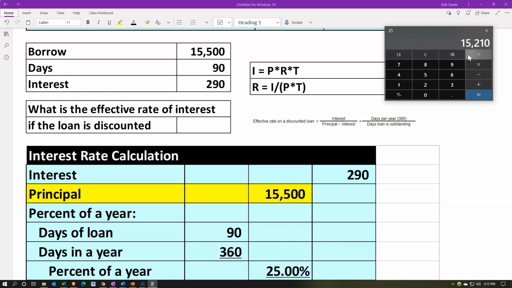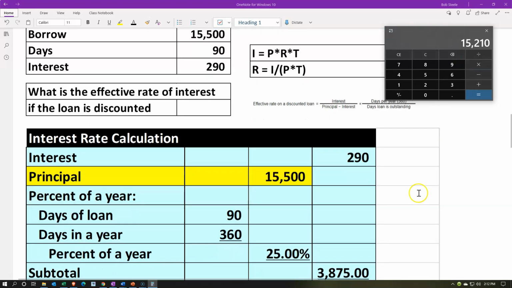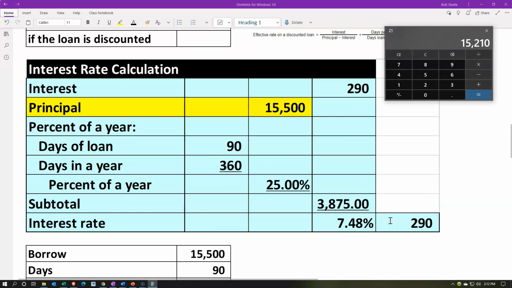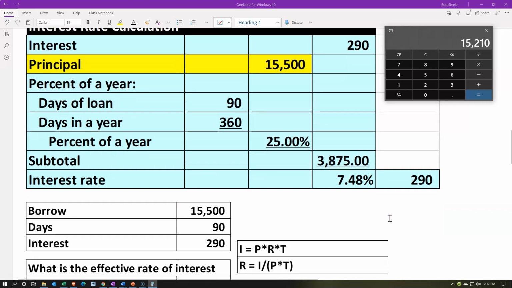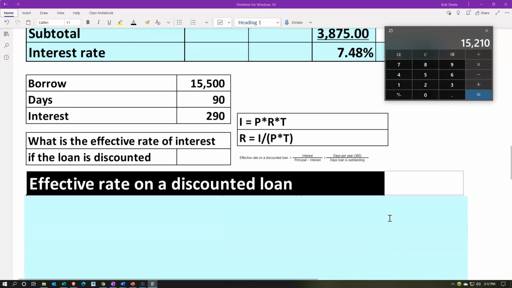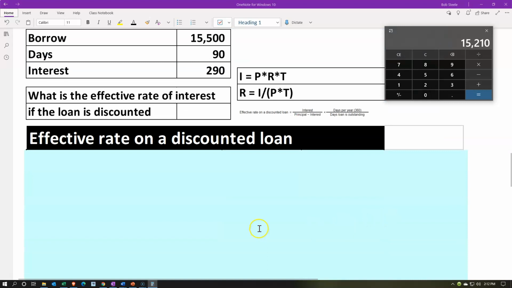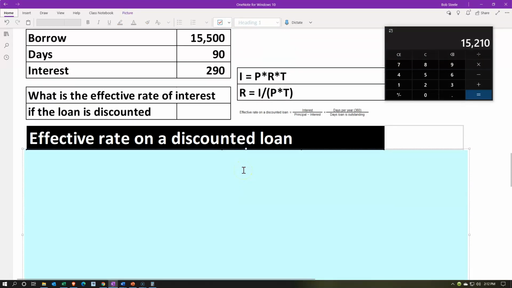And so now we want to figure out, okay, if I'm going to get the 15,210, what's the real rate? This isn't the effective rate because you took the money out up front. That's not normal. So how can I compare the same thing to the same thing, or apples to apples, as they say? We can do the effective rate on the discounted loan, which would be the same thing, except we're going to subtract out the principal. The principal is going to be the 15,500 minus the 290. Now I'm going to do it first with this calculation, and then we'll do it again with this calculation.